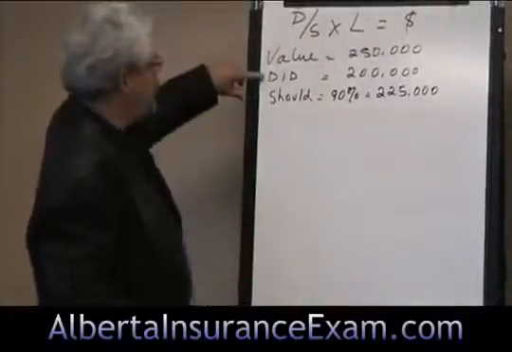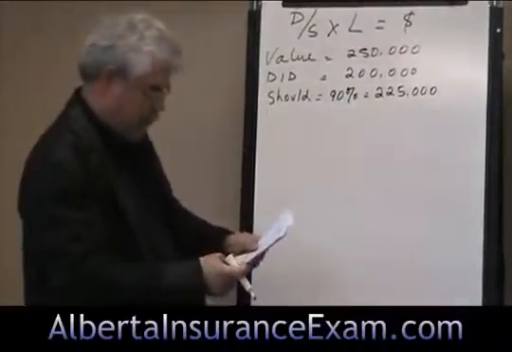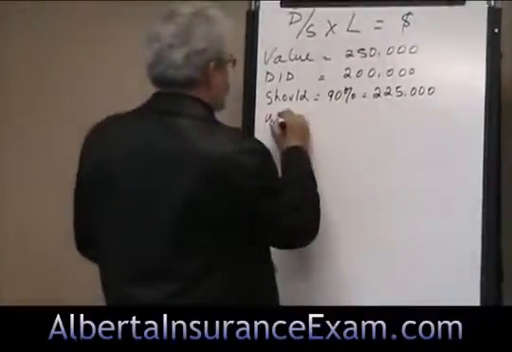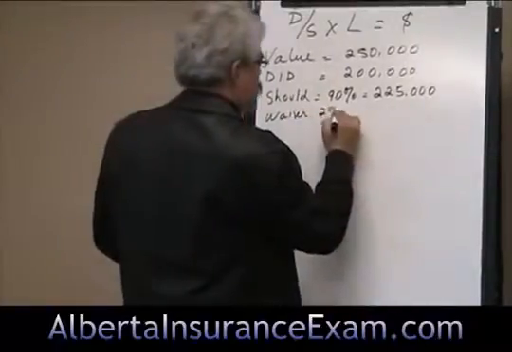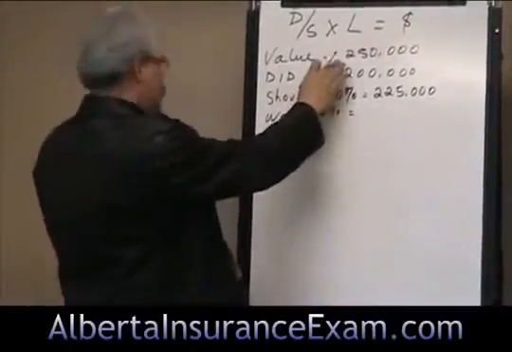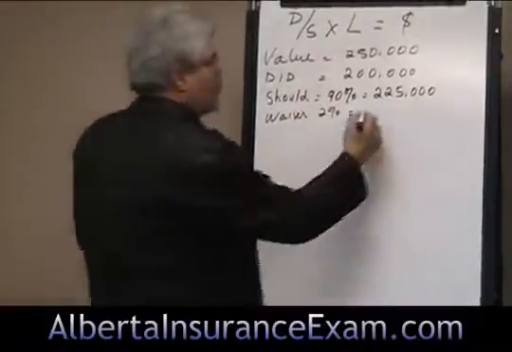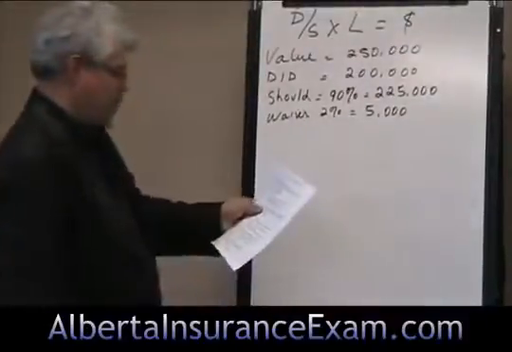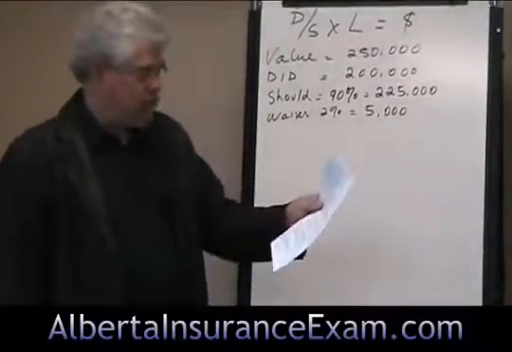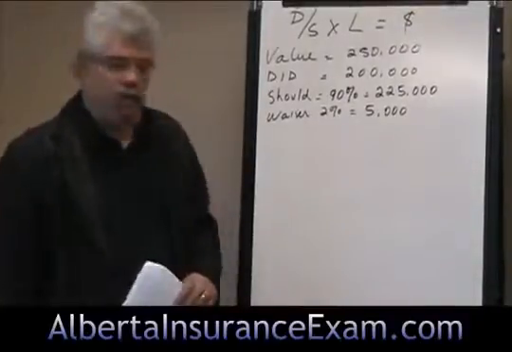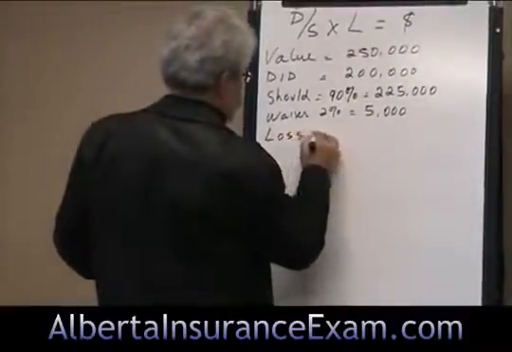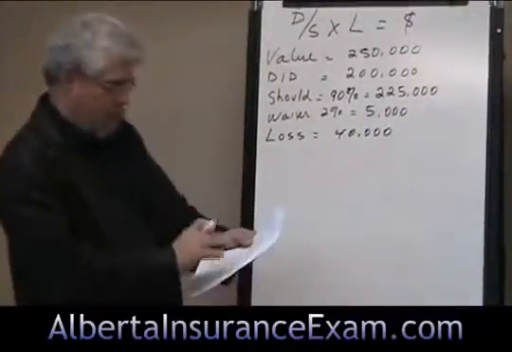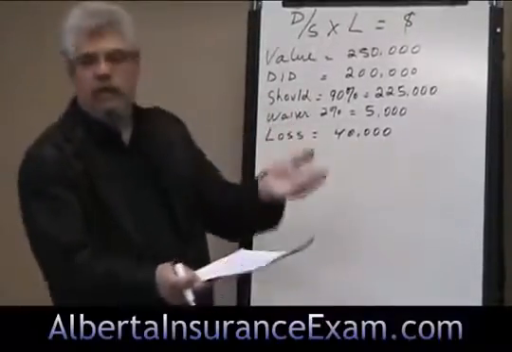Now we have the did, we have the should. And a 2% coinsurance waiver. So there's a waiver in this one. Waiver, 2% of the value. So we have a waiver that's worth $5,000. And then suffers a loss, that's the last part of the question, of $40,000. So we have our loss, $40,000. Now the question is: recovery under the policy will be approximately what?